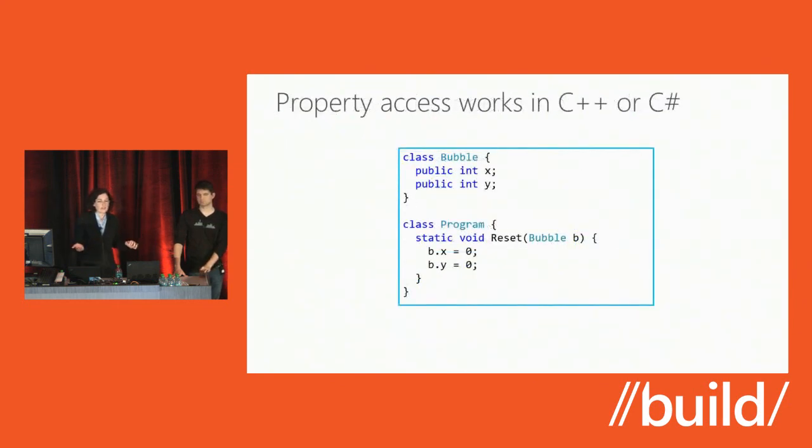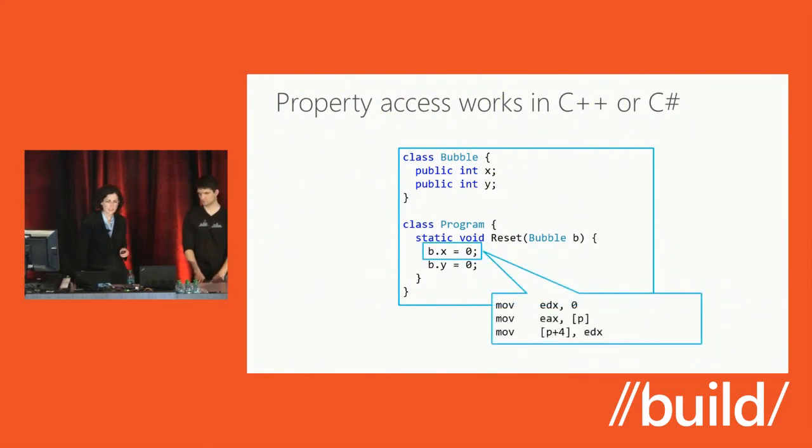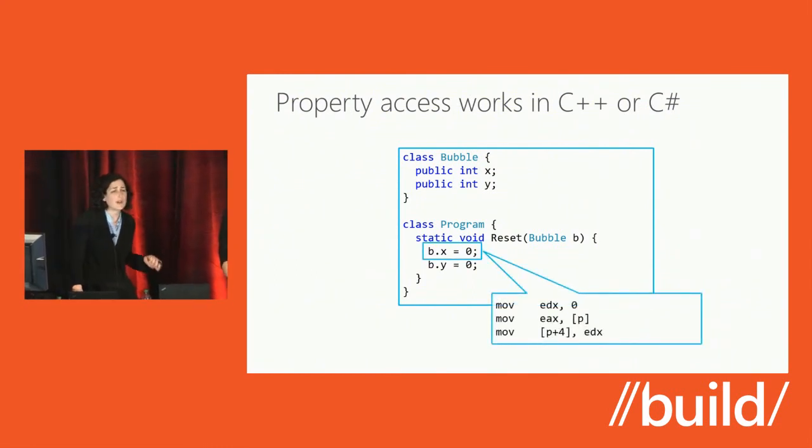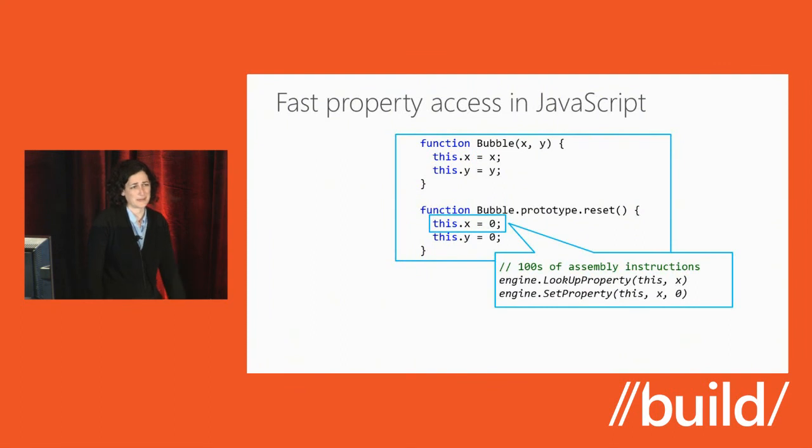Now, I think you guys are pretty familiar with property access in C and C++ and C#. But again, this is basically like that vtable lookup or the array offset kind of lookup that I talked about a minute ago. And it's basically a very small number of assembler instructions. In JavaScript, what we have to do is a lot of assembler instructions to basically look up the property. We have to see where it's defined, and then we have to execute the result of that.